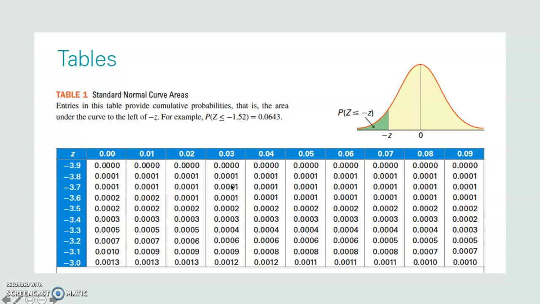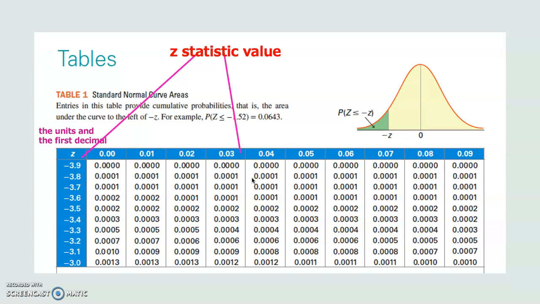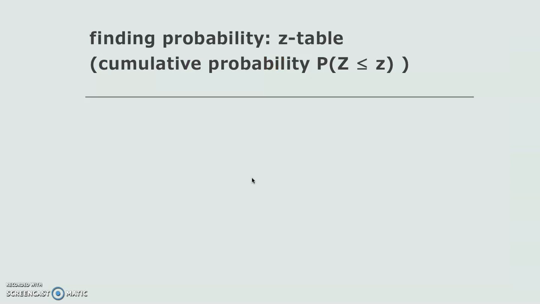So here, this is how a z-table looks. The first column shows the value of z up to the tenth decimal point, while the first row of the table shows the hundredth value of z. The numbers inside the table are the probability values for each z value. Now, let's learn how to find the probability from the z-table.